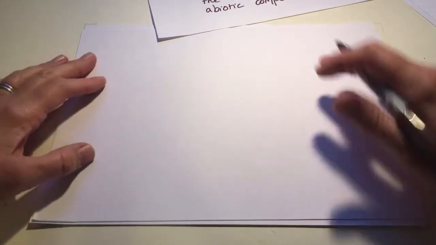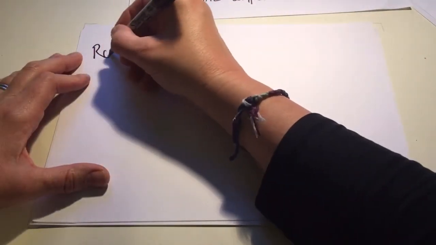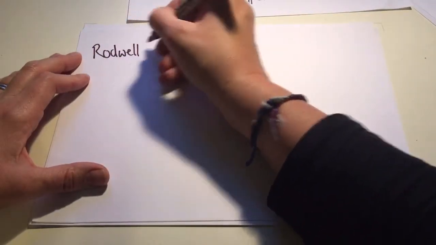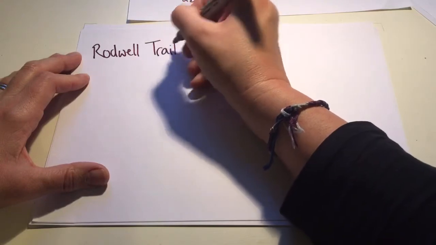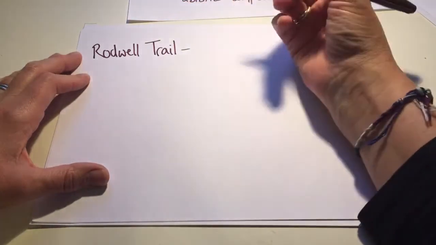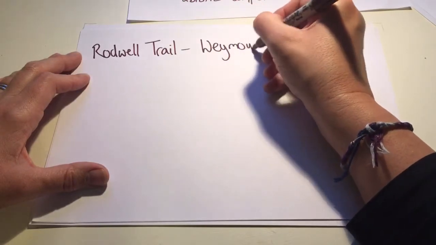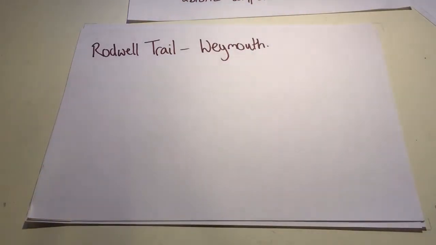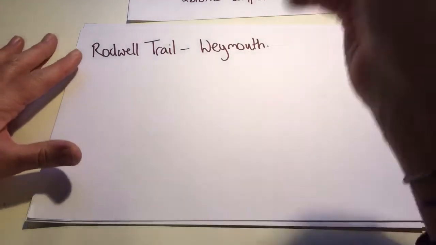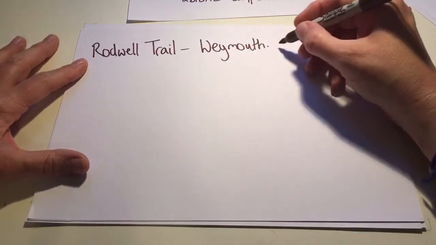Okay, so if we take, for example, the case study, let's just go straight in. So we in Weymouth are going to look at the Rodwell Trail. We all know it. Your examiner may not know it, so you're going to need to write down Weymouth if you're writing an exam answer about that. The Rodwell Trail in Weymouth. Now, the Rodwell Trail in Weymouth is a woodland.